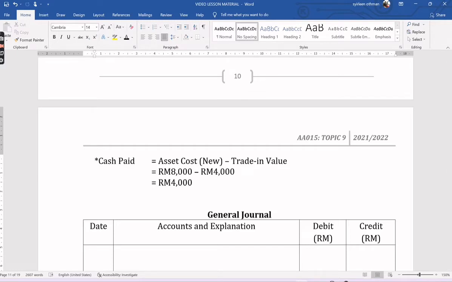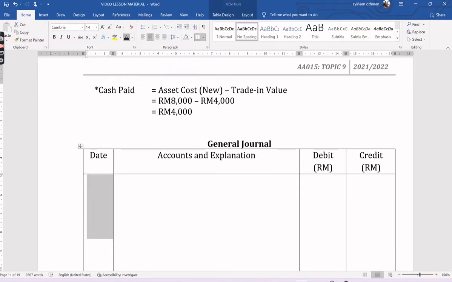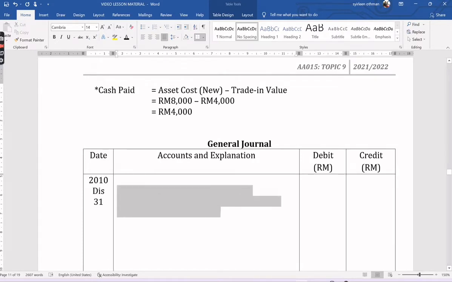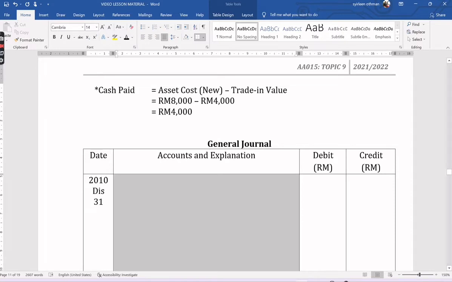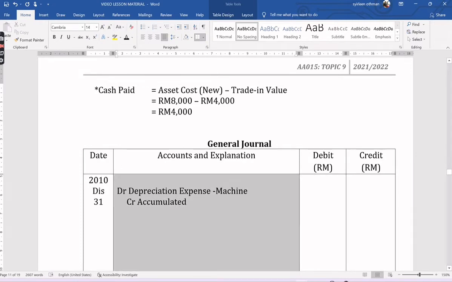Okay, alright. So benda ni berlaku pada 31st of December 2010. So before I do the disposal entry, I need to declare my depreciation expense. Okay, so sekarang kita akan debit. Okay, kita akan debit depreciation expense for the machine, and kita akan credit accumulated depreciation for the machine as well. Okay.